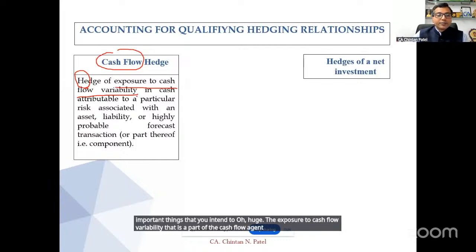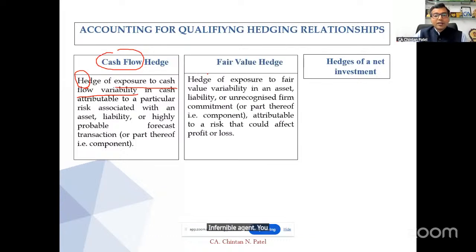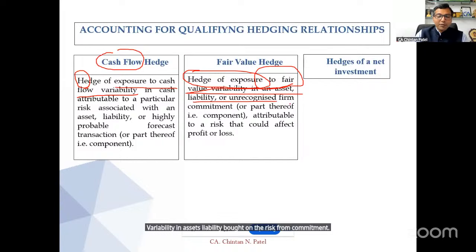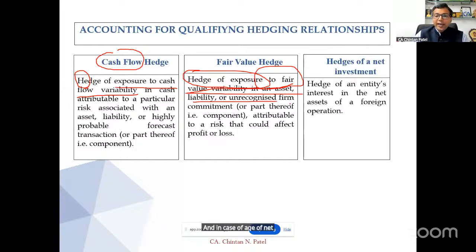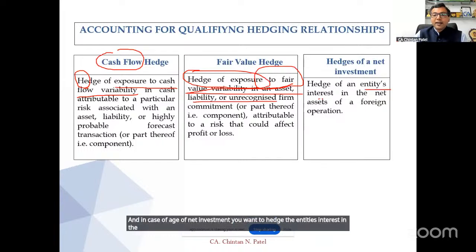In fair value hedge, you intend to hedge exposure to fair value variability in assets, liabilities, or an unrecognised firm commitment. And in case of hedge of net investment, you want to hedge the entity's interest in the net assets of foreign operations. So these are the main three ways hedging has been divided: one is the cash flow hedge, second is fair value hedge, third is hedge of net investment.